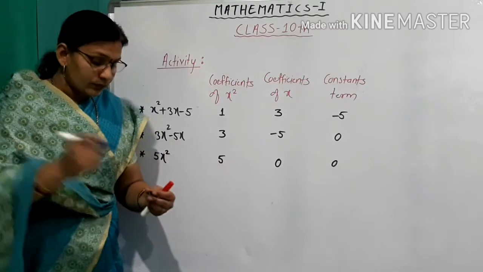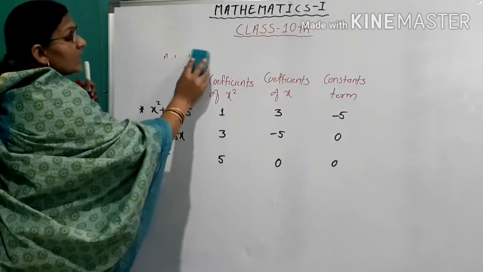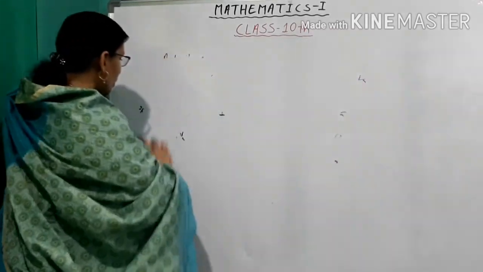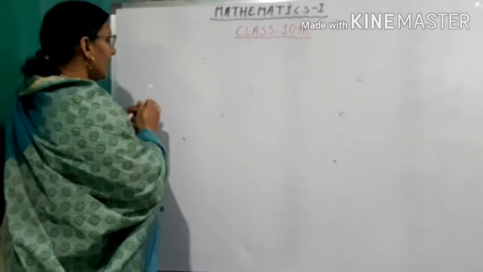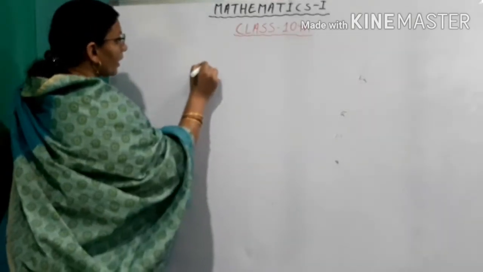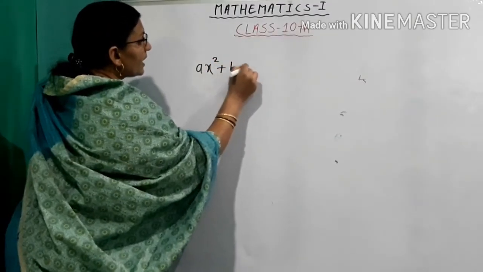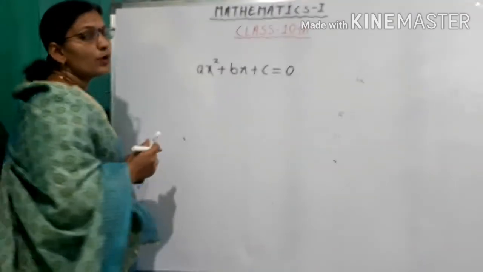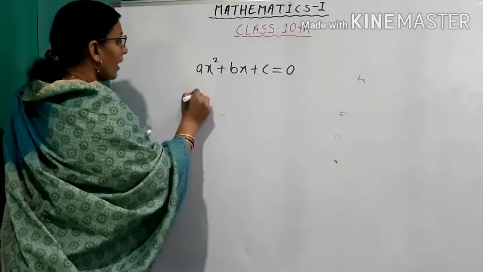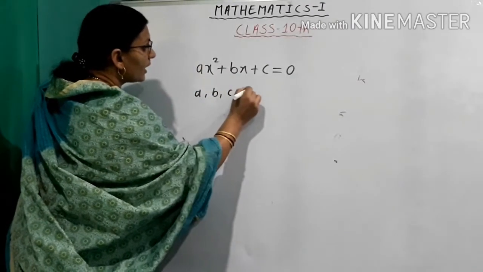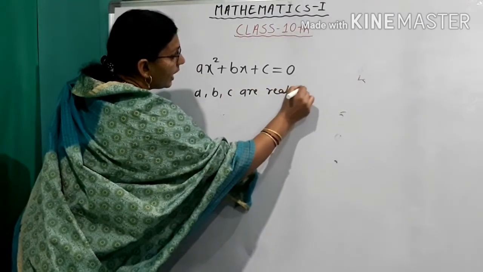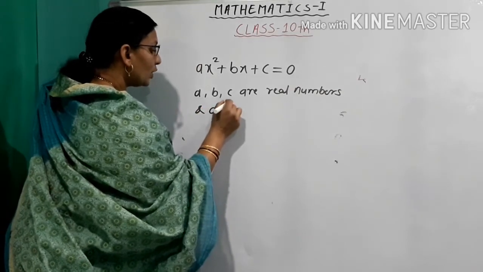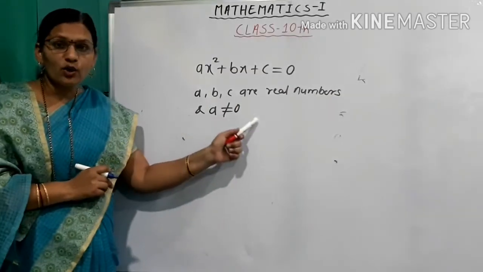So we have to study about the standard form of quadratic equation. The standard form of quadratic equation is ax square plus bx plus c equal to 0. This is the standard form of quadratic equation where a, b, c are real numbers. And this a is not equal to 0. Condition is that a not equal to 0.